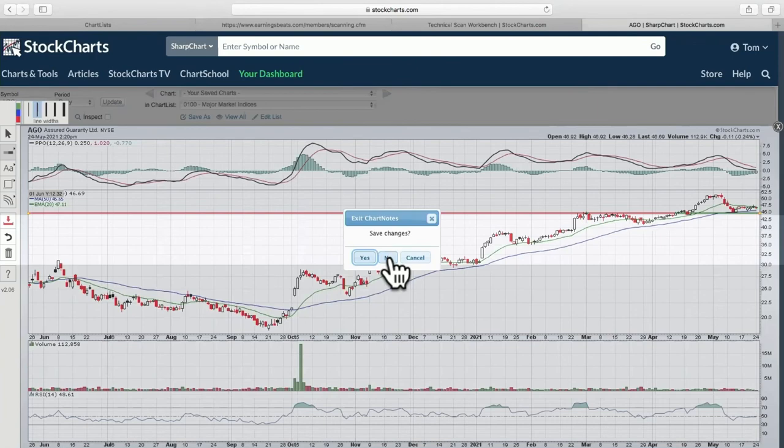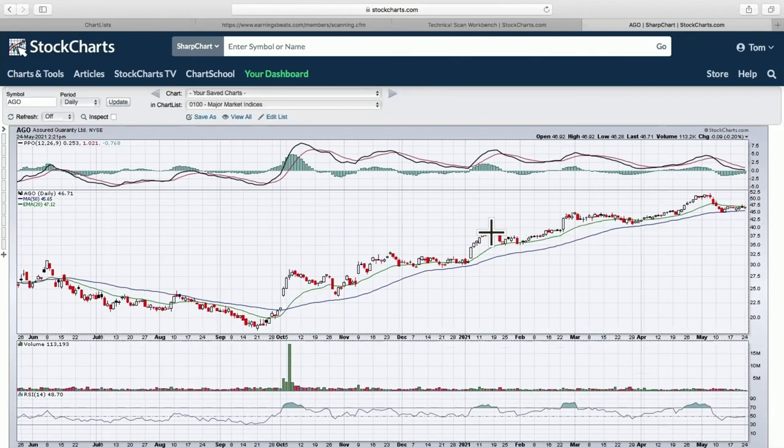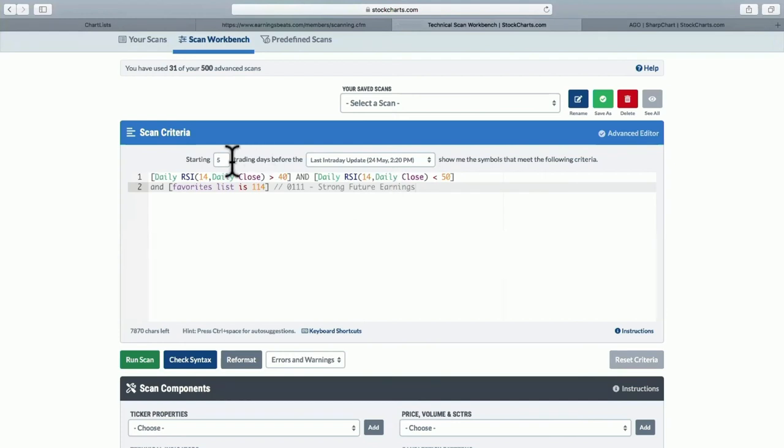So what we do at EarningsBeats is we create these chart lists for our members, and then our members can run whatever scans they want against our chart lists. They can download those chart lists right into their account, run those scans, and identify trading candidates over and over and over and over again. And as I mentioned, you can always go back.